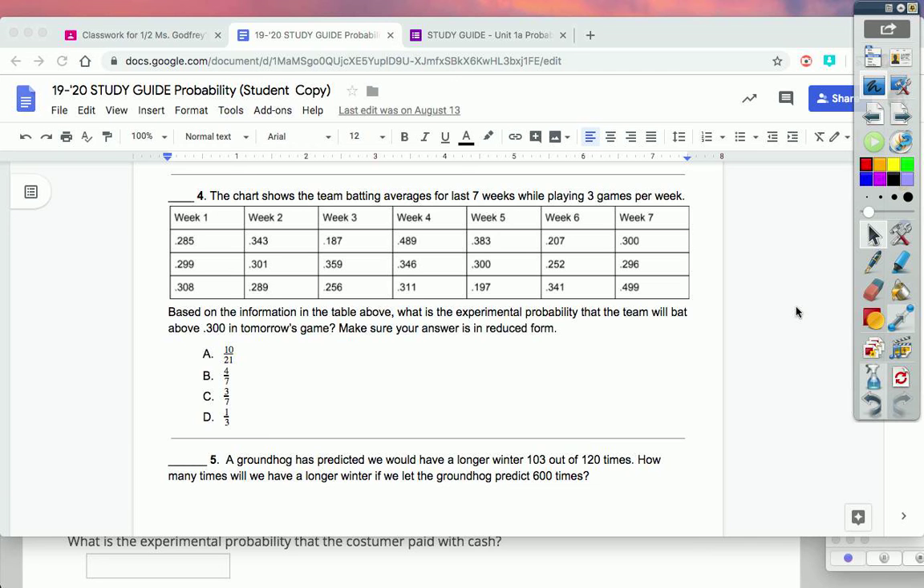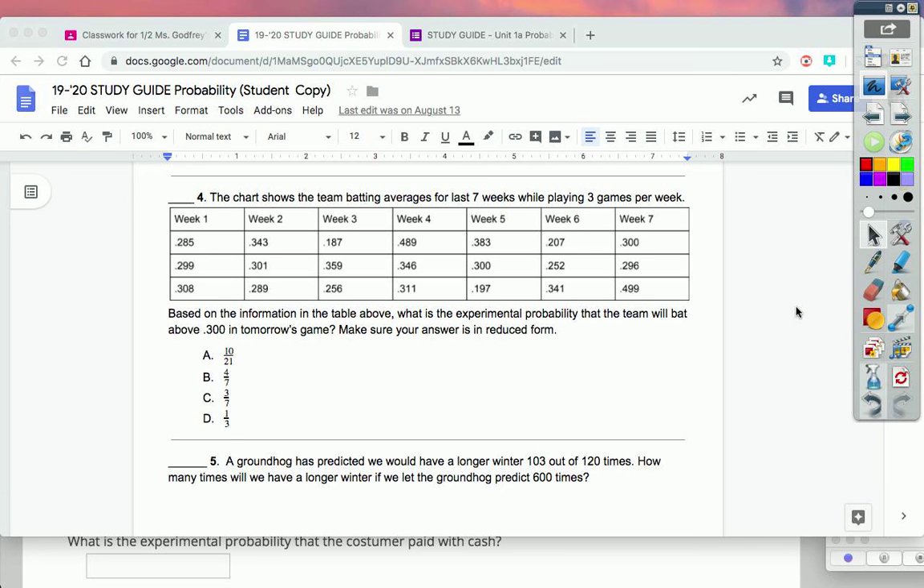The chart shows the team batting averages for 7 weeks while playing 3 games. They played 3 games for 7 weeks. Based on the information in the table, what is the experimental probability that the team will bat above .300 in tomorrow's game? Make sure your answer is in reduced form. So there are a total of how many games? Let's see, they had 3 games for 7 weeks. That's 21 games. So we're looking at the games.